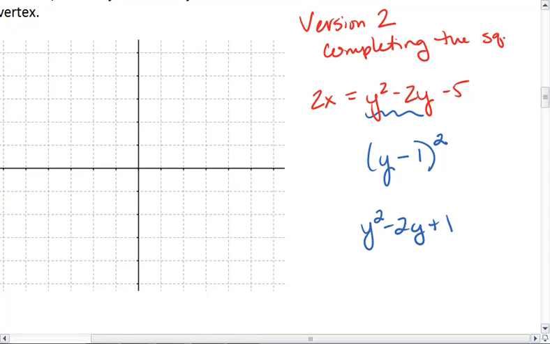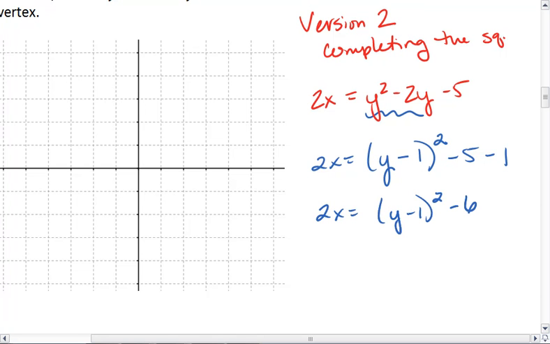So to account for this 1 that we've added in, we need to subtract 1 from the end. That way the 1's would effectively cancel each other, and it's not as though we're adding any numbers without keeping the equation balanced. Alright, finally I get 2x equals y minus 1 squared minus 6, which means x equals 1/2 y minus 1 squared minus 6.